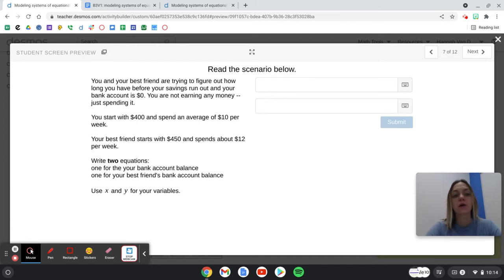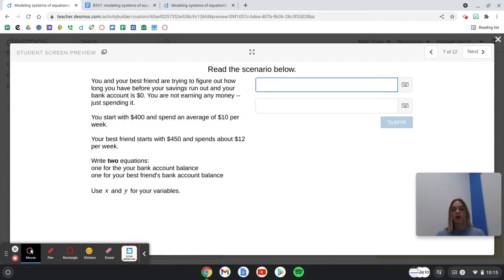You start with $400 and spend an average of $10 per week, and your best friend starts with $450 and spends about $12 per week. Write two equations, one for your bank account balance and one for your best friend's bank account balance. So let's focus on the one, your bank account first.